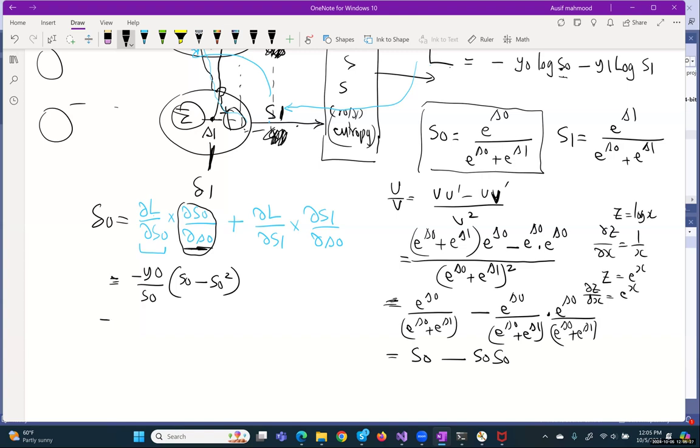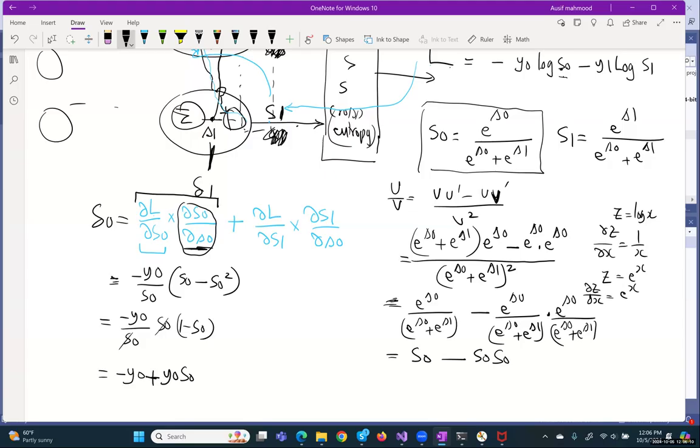Okay, so this becomes minus Y0 over S0. If I take S0 common, 1 minus S0. So S0, S0 cancels. This becomes minus Y0 plus, yes. So these two parts come out to be this one, right? Okay. Now let's do the second part. And even though there are a lot of steps, like as I showed you in the last lecture, the final answer is amazingly simple. Okay.